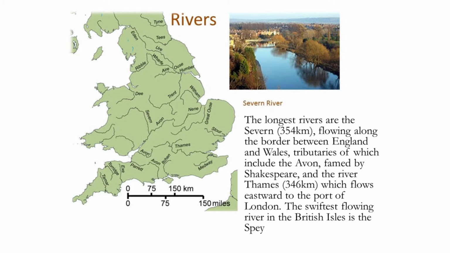The longest rivers are the Severn, with a length of 354 kilometers, flowing along the border between England and Wales, tributaries of which include the Avon, famed by Shakespeare, and the River Thames, with a length of 346 kilometers, which flows eastward to the Port of London. The swiftest flowing river in the British Isles is the Spey.